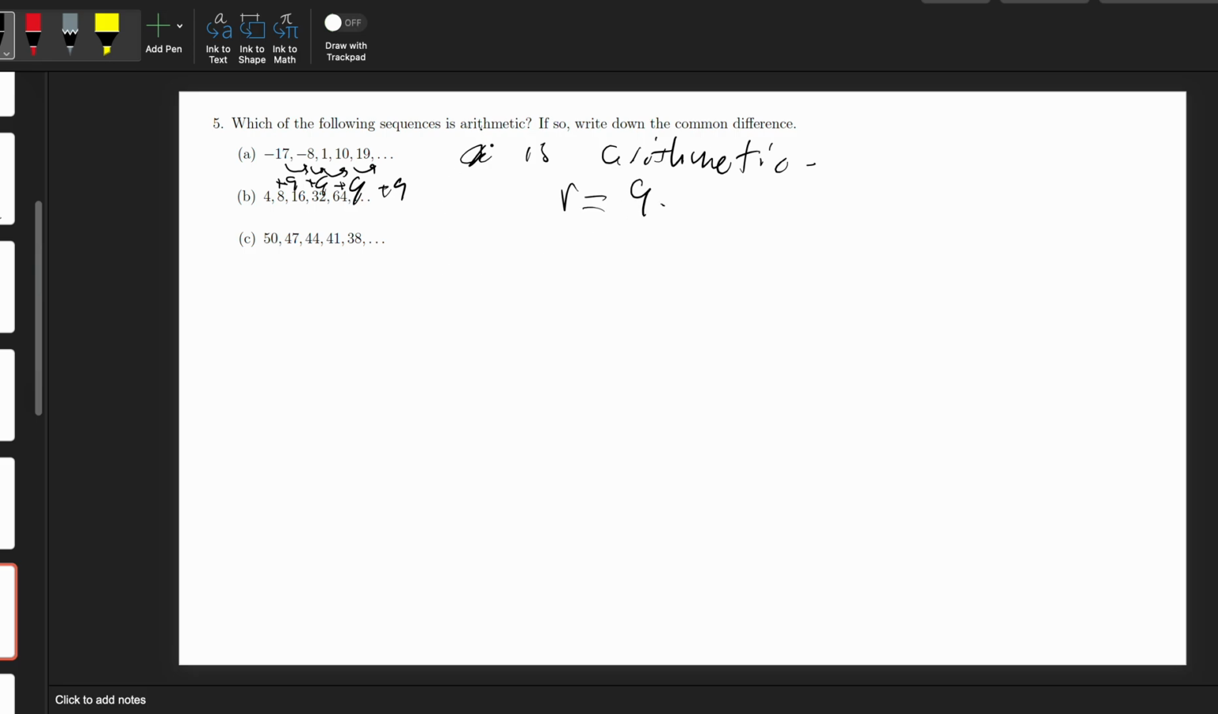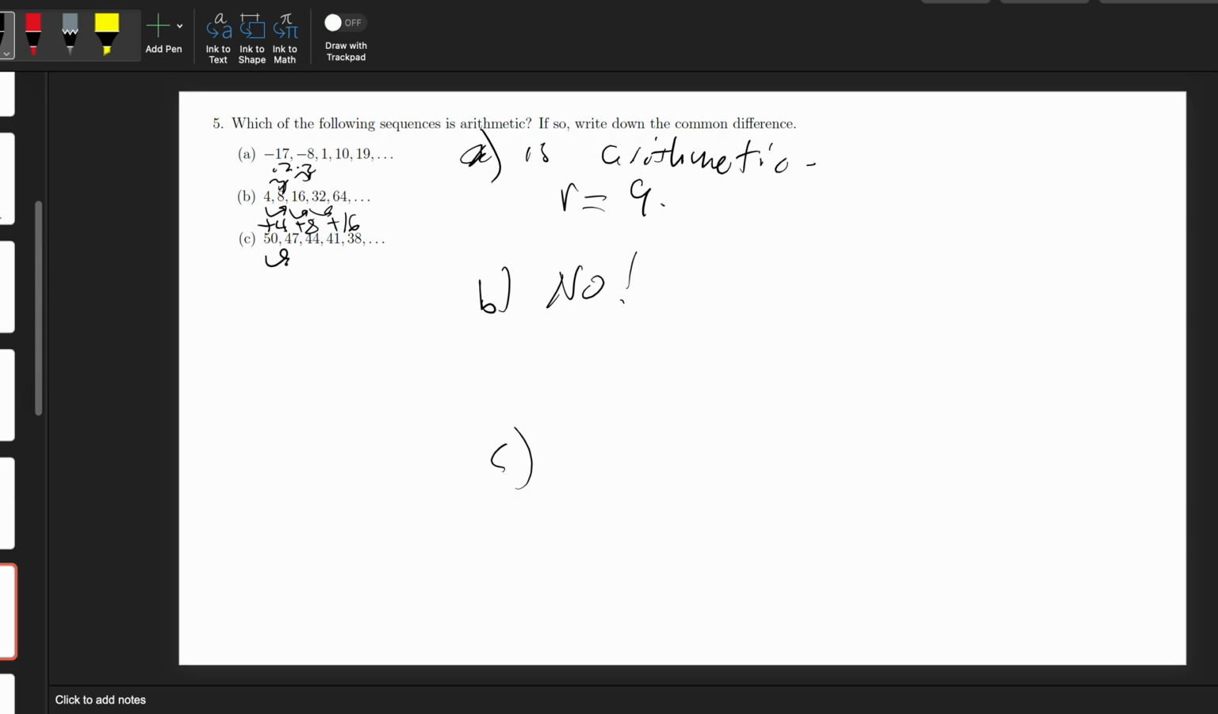Okay? And the common difference, d, is equal to 9. Okay? B. Let me erase this stuff here. What am I doing here? Here I'm adding 4. And then from here to here, I'm adding 8. And from here to here, I'm adding 16. So since I'm not adding the same number every time to get the next element, this is not arithmetic. In fact, you can see that this is geometric. You're multiplying by 2 each time. Okay? So, no, not arithmetic.